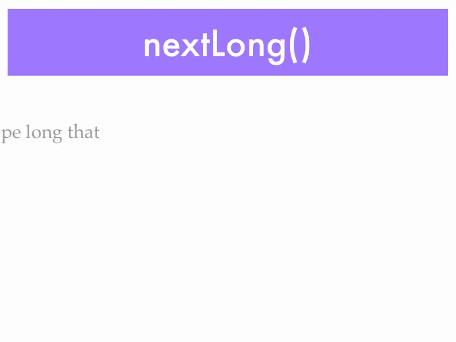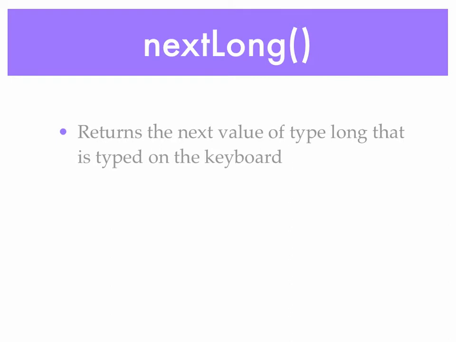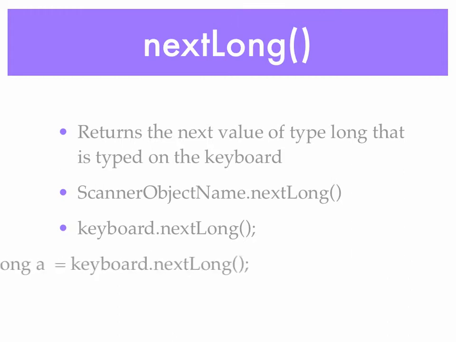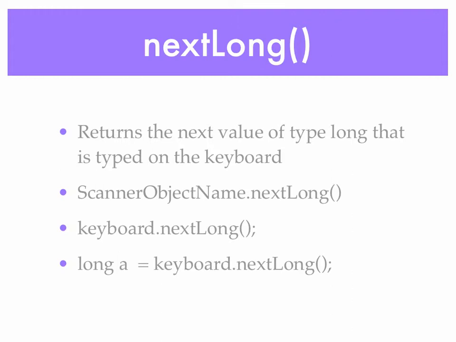Our next method is nextLong, which returns the next value of type long that's typed on the keyboard. We do so with the scanner object name .nextLong, and we'll do that this way, keyboard, that's our instance of our class Scanner, .nextLong, and that will return a value of type long. We'll save it into a space of type long. If we don't save it, it's gone.